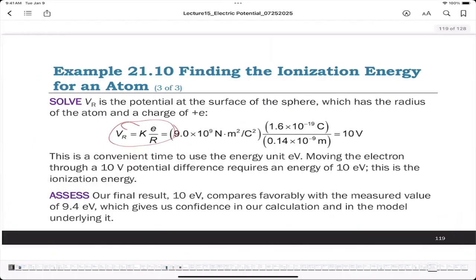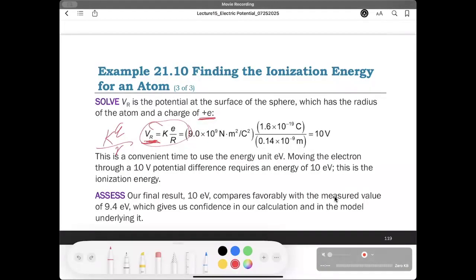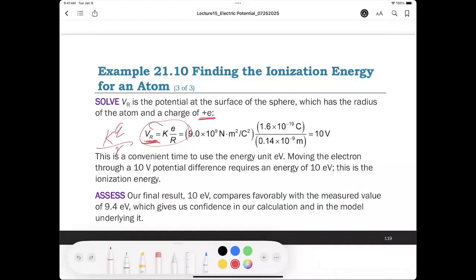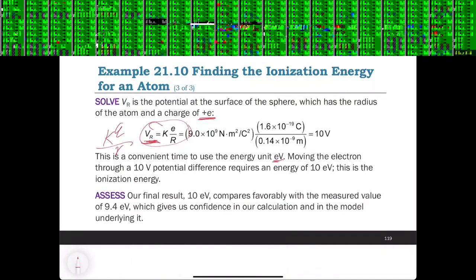V_R is the potential at the surface of the sphere, so we use it as V initial. It is the potential at the surface of the sphere, which has the radius of the atom and a charge of e. So we use this equation kQ/r to calculate the voltage. It is convenient to use the energy unit eV. Moving the electron through a 10-volt potential difference requires an energy of 10 eV.